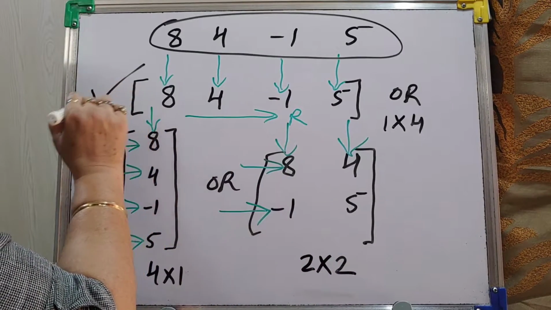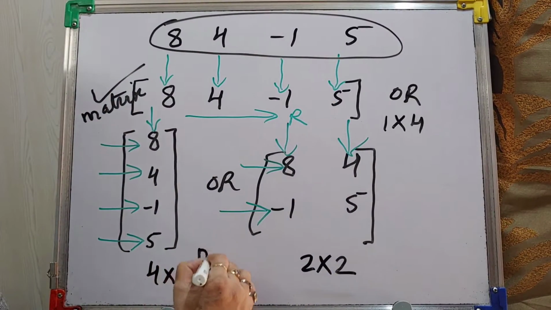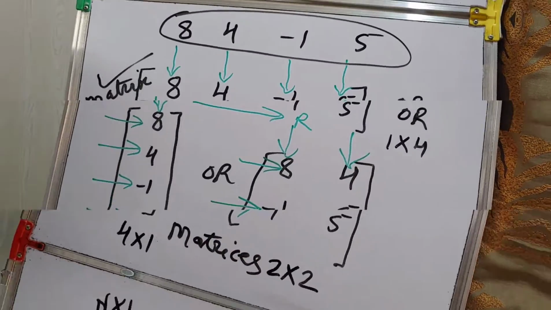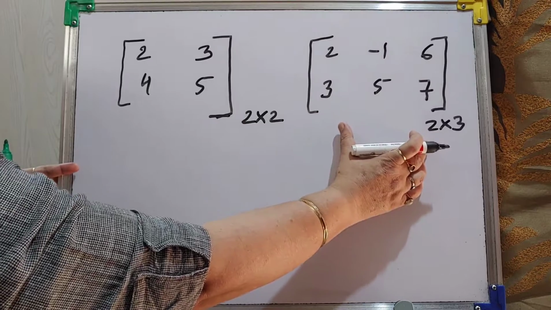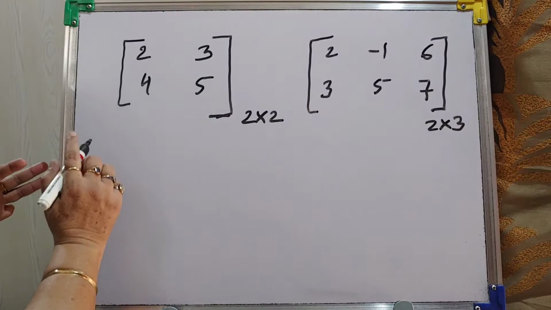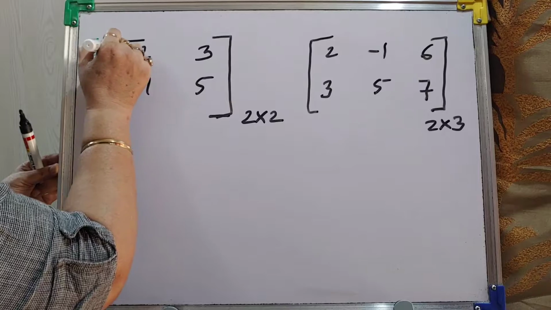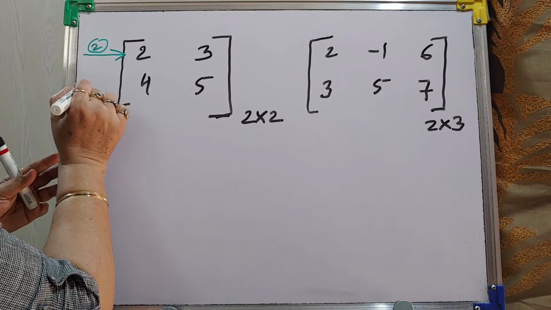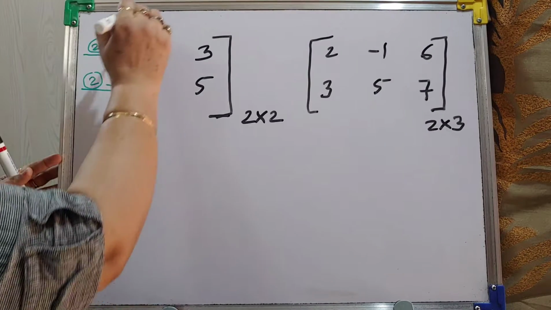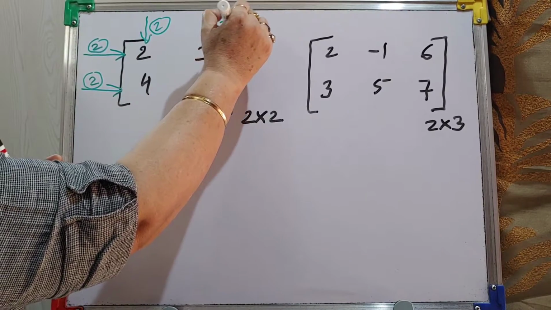So this one form is known as a matrix. When there is more than one matrix, you pronounce it as matrices. Now I have taken 2 matrices. One is of 2 by 2 order and one is of 2 by 3 order. Here in the first row there are 2 elements or members. In the same way, in the second row also 2 elements. The first column has 2 elements, the second column has 2 elements.